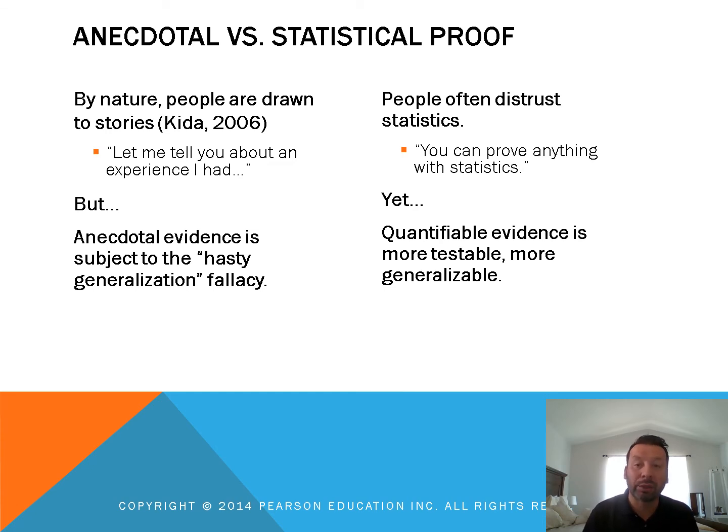And people often distrust statistics because you can prove anything with statistics, yet quantifiable evidence is more testable and more generalizable. In other words, you can rely on it a lot more. And so the idea here is that, yeah, statistics can show a lot of things.